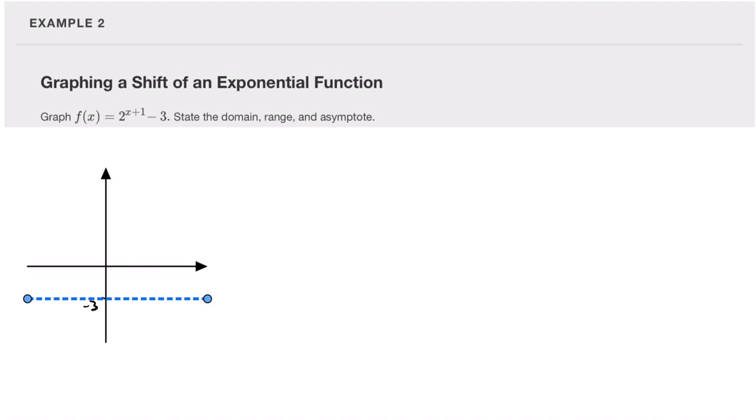I think the next one was the y-intercept. So when x is 0, we're going to have 2 to the power of 1 minus 3. So that's going to be 2 minus 3, which is negative 1. Is that right? Yep. So negative 1 is our y-intercept. So if that's negative 3, this is the point 0, negative 1 here.